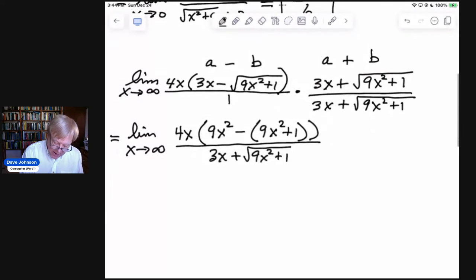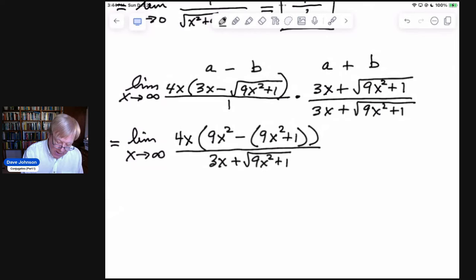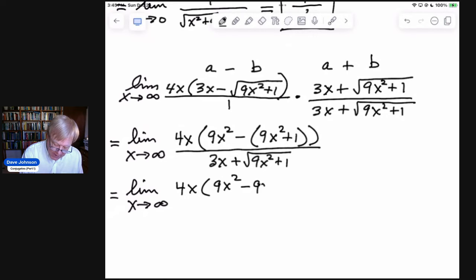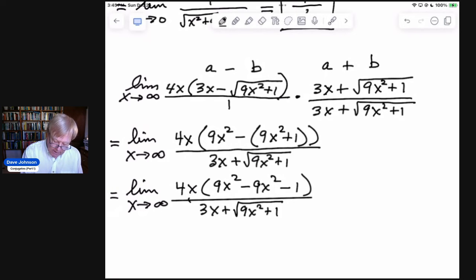Now, one thing that's nice about this is that you can see the 9x squareds are going to cancel. So let me rewrite this limit as x approaches infinity of 4x times, now let me go ahead and distribute the minus sign, so we get 9x squared minus 9x squared minus 1, divided by 3x plus the square root of 9x squared plus 1. And so the 9x squareds cancel.